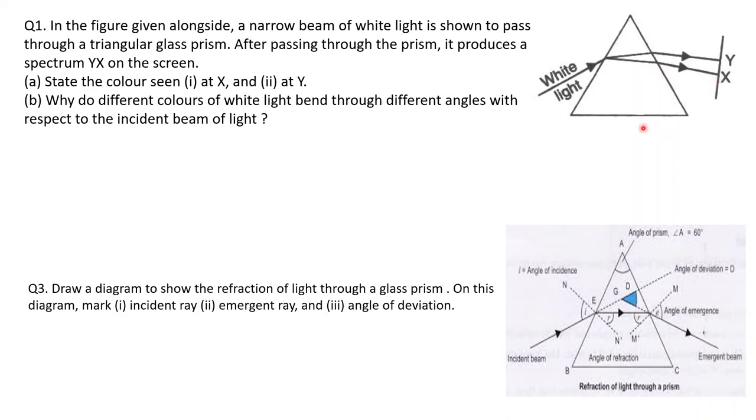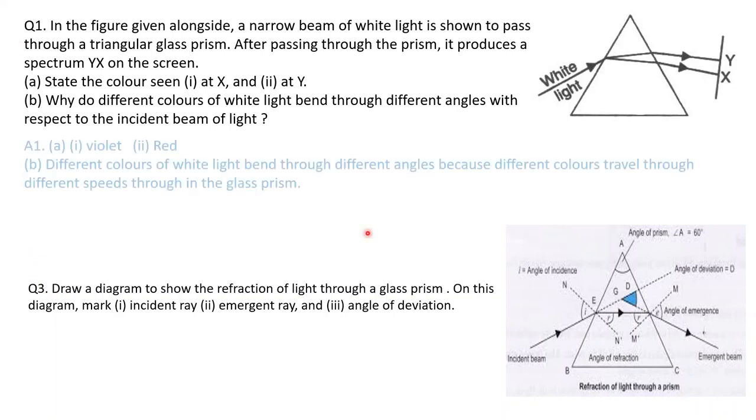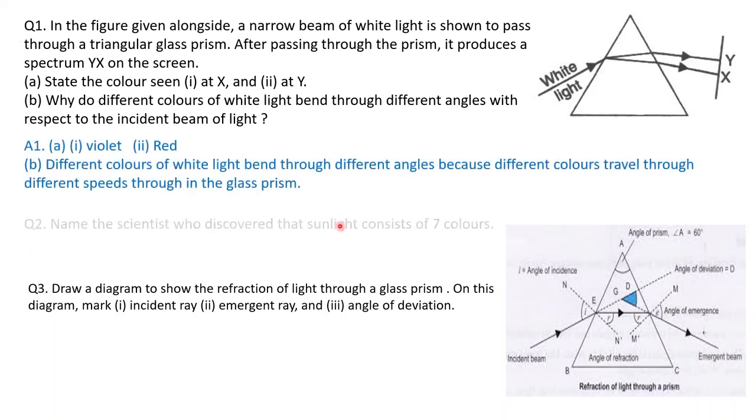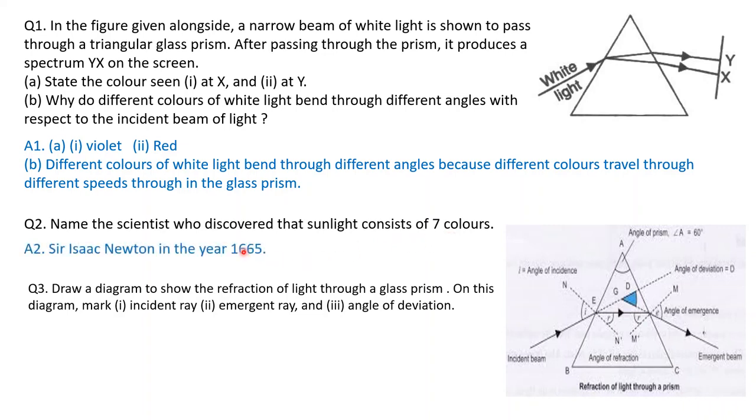Now coming to the next question. Question number 2. Name the scientist who discovered that sunlight consists of 7 colors. We all know that the name of the scientist is Sir Isaac Newton, in the year 1665.